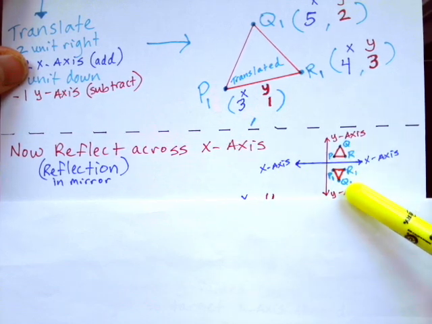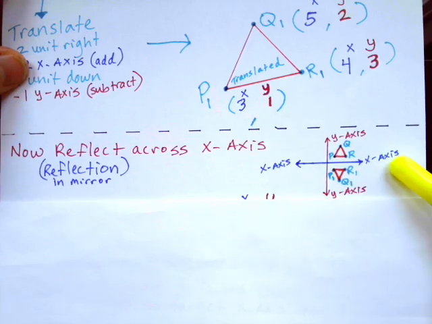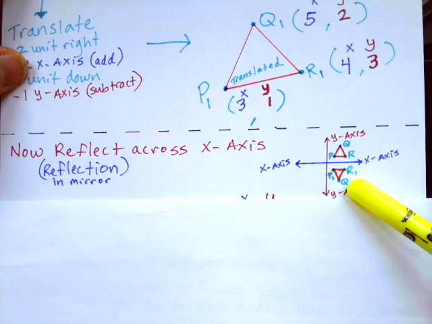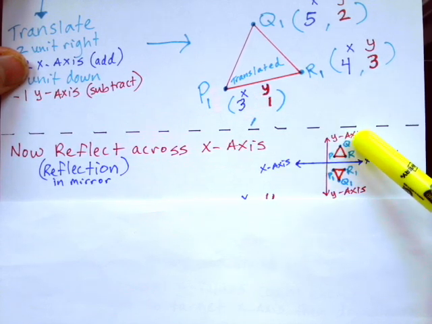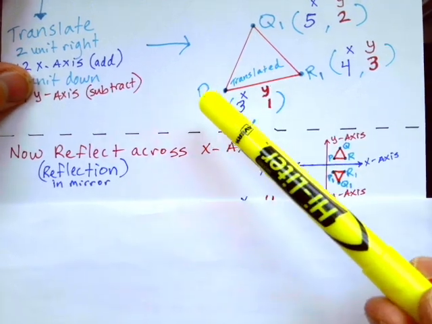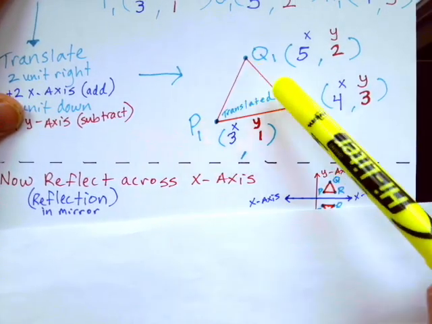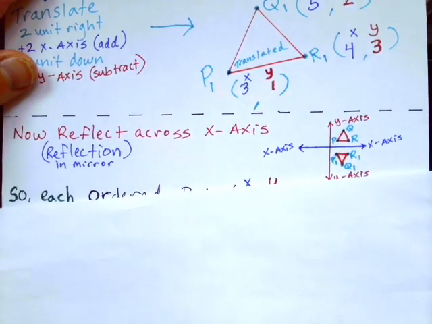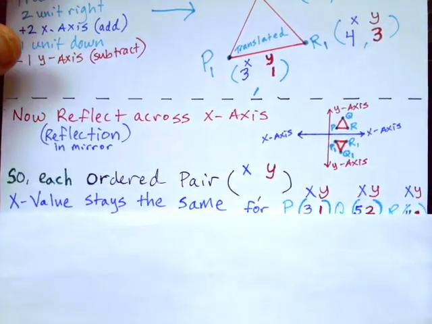Reflecting the image, folding the paper in half along the x-axis, would fit perfectly on top of this image. This is reflection, a mirrored image, right? And that's what they're asking you to do with the P prime triangle here, P prime, Q prime, R prime over the x-axis. So I hope I didn't confuse anybody.